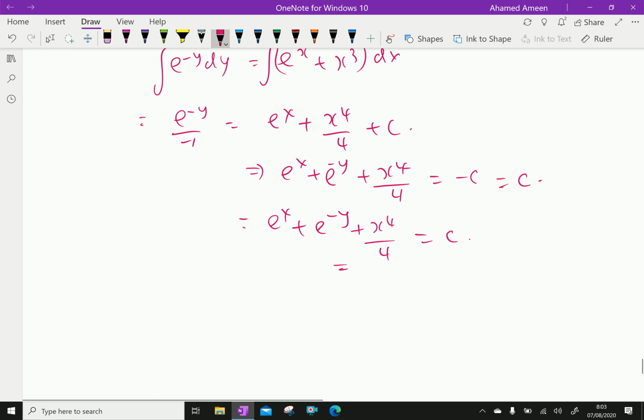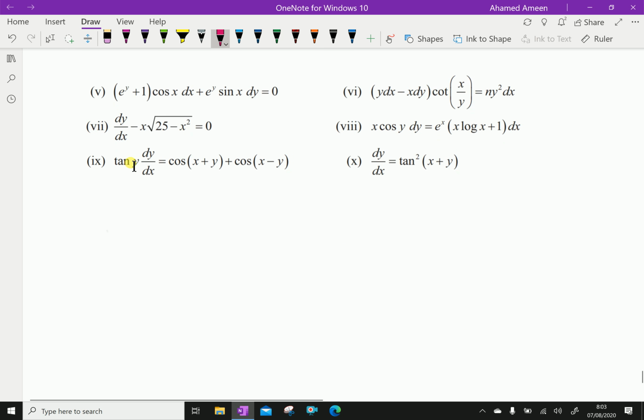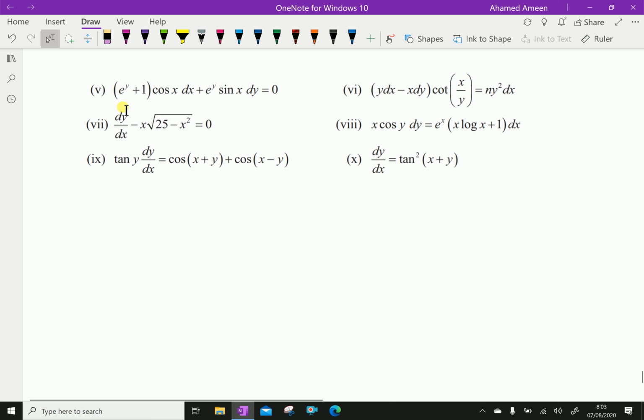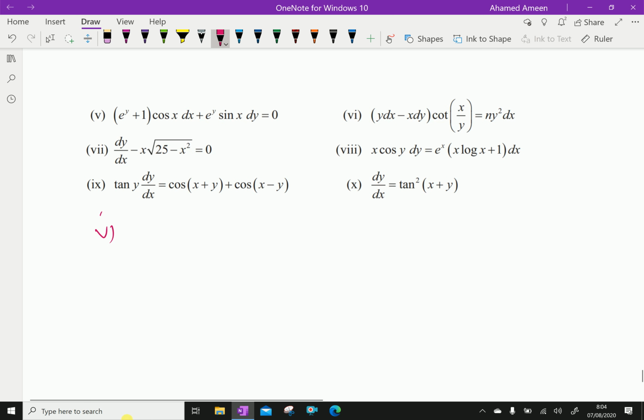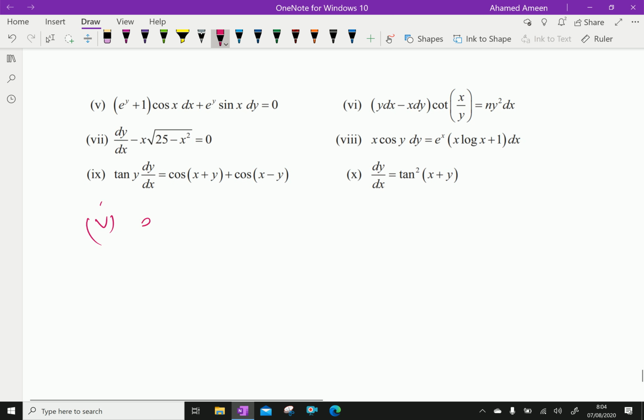Question number 5. e power y plus 1 cos x dx plus e power y sin x dy equal to 0.